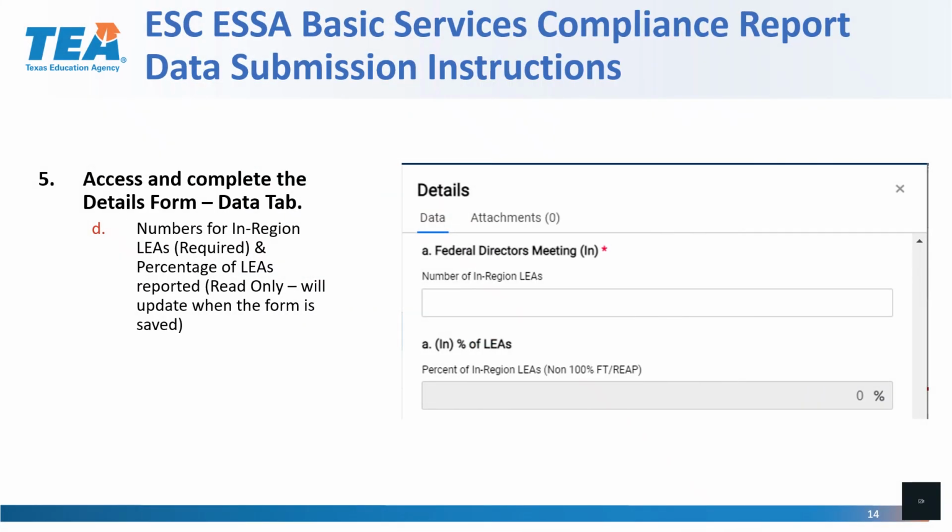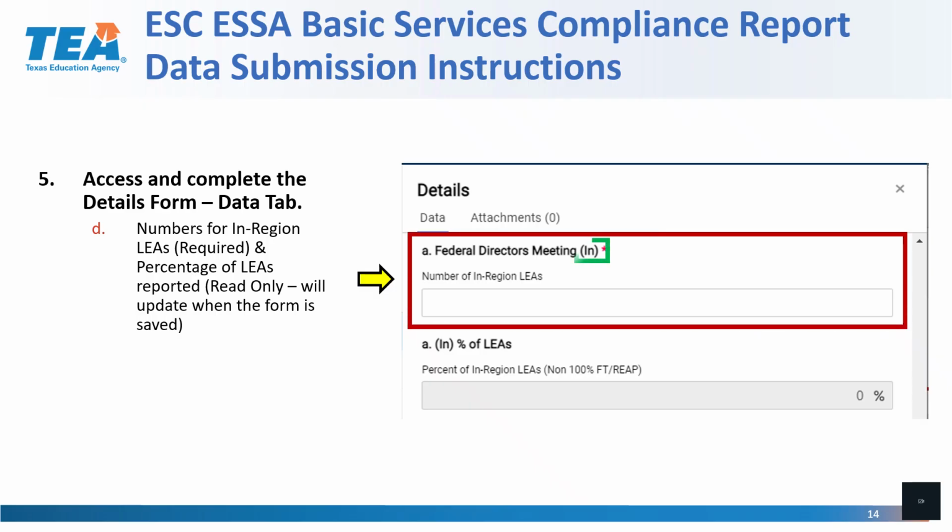In the next section of the Details form, ESCs will report the number for in-region LEAs. The fields that follow are required. Enter the total number of in-region LEAs per requirement for the fall reporting period on the Details data form for each program that applies to your ESC. Data entry is required for all fields with a red asterisk, and 0 is an acceptable response.